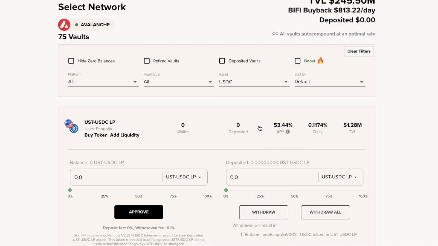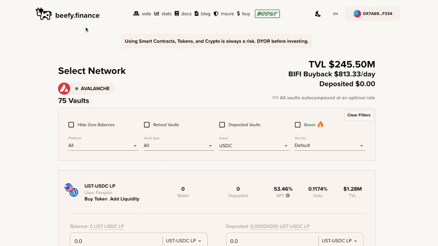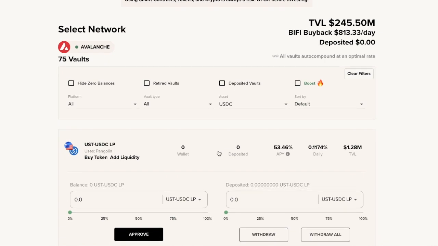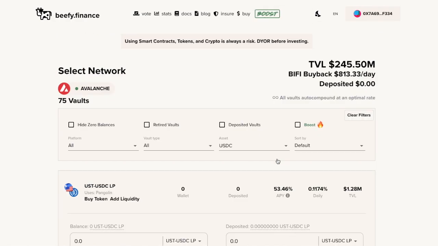The only risk that you obviously carry is Pangolin is a smart contract. There are two smart contract risks that you carry. One is Pangolin, because you're staking it there on Pangolin, and of course Beefy.Finance. So that's the only risk that you have. But otherwise, there is no liquidation risk or any of those sorts. So you're getting a healthy 53.46% APY, which is pretty cool. Right. So yeah, this was the second one I wanted to talk about.